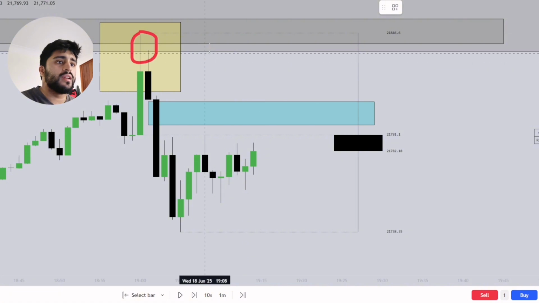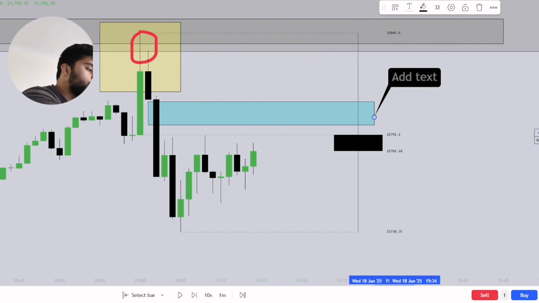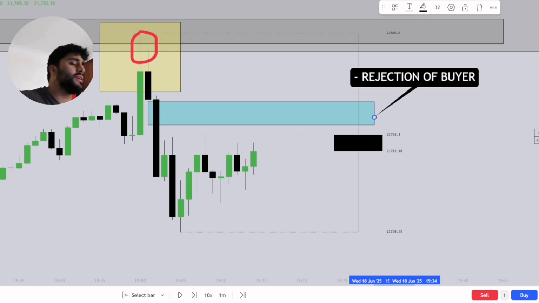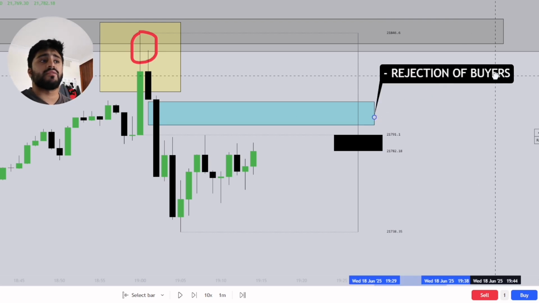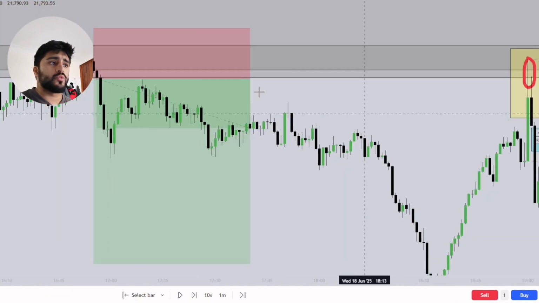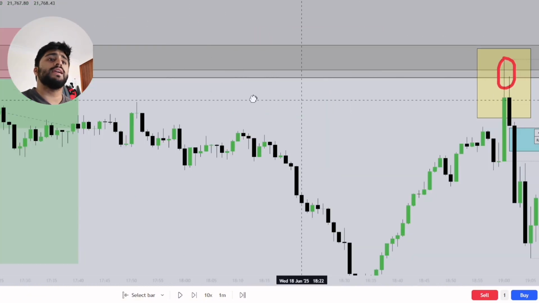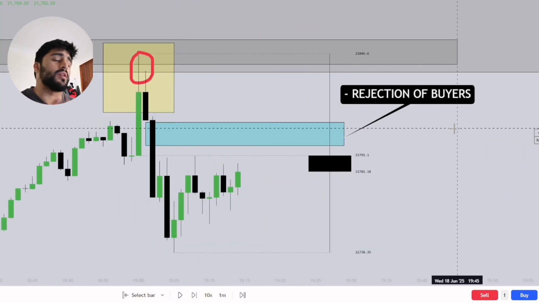Well, there's a few reasons for it. First of all, we have seen an overall rejection of buyers, right? What that means is that buyers themselves have failed once, twice, and three times. So we're trading in an area of strong supply or strong resistance so far.